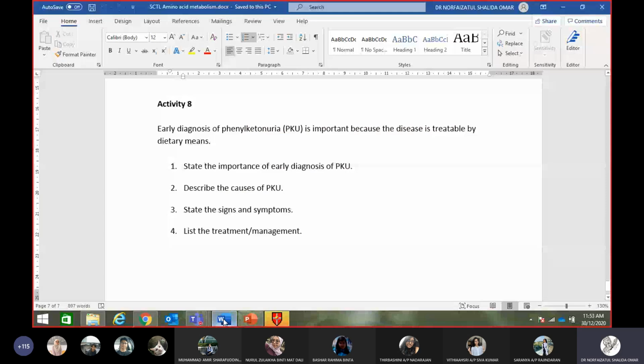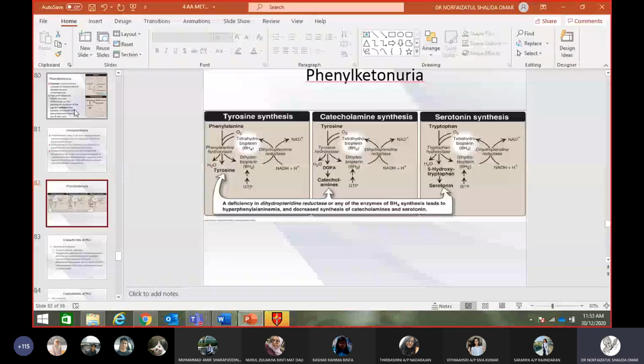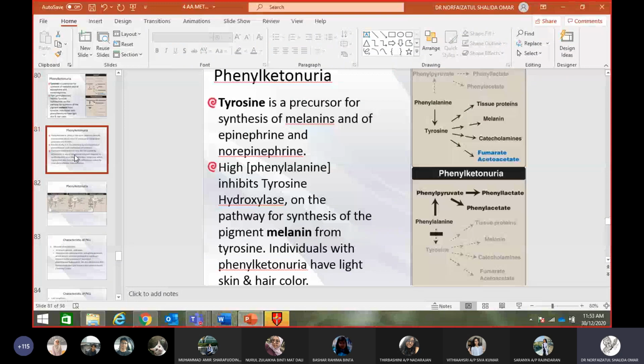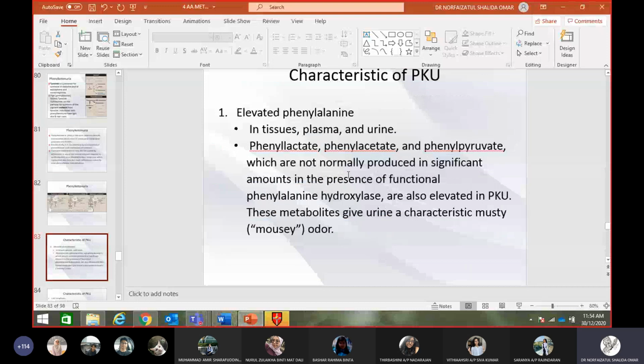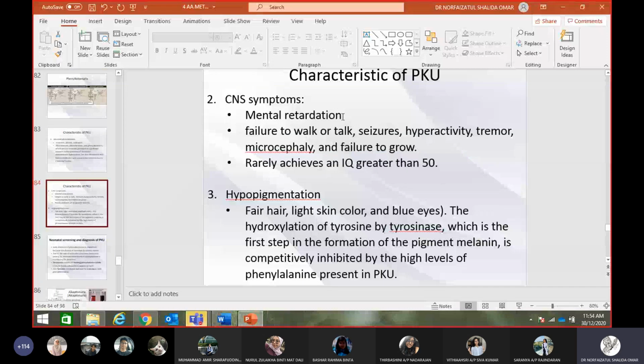State signs and symptoms. You have all the signs and symptoms here, like the skin coloration. Due to the elevated phenylalanine, because it cannot be converted to tyrosine, you have accumulation of phenyllactate, phenylacetate, and phenylpyruvate, which are not normally produced. This gives the urine a musty or mousy odor. Then there is mental retardation, again because of accumulation of phenylpyruvate. This is quite toxic to the cell.